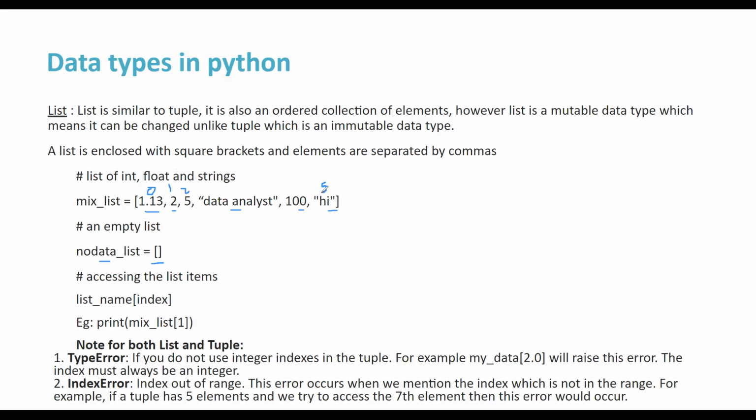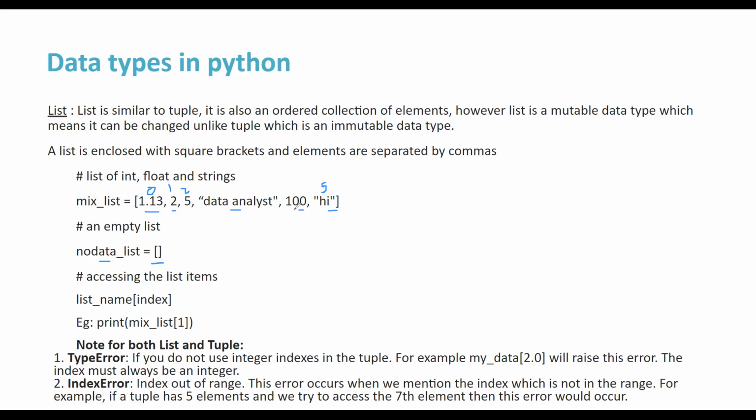So what is happening? mixed list of 0 will return 1.13, and mixed list of 3 will return data and a list. The mixed list of 4 will retrieve 100. So this is how we retrieve the values from a list. Okay. There are two things which we have to know. Actually, this is applicable for both lists and tuples.